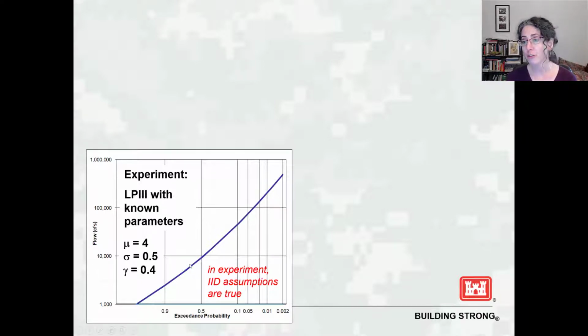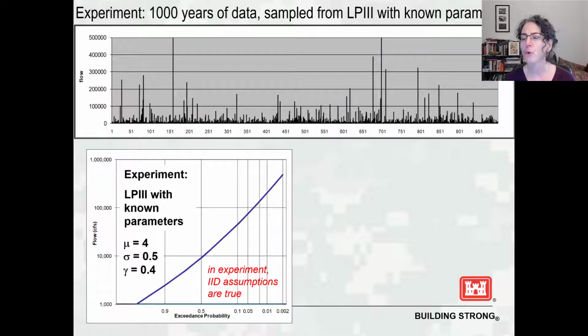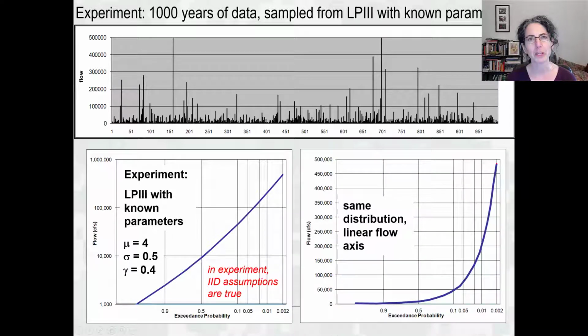So here's a known flow frequency curve. I'm specifying this flow frequency curve in blue. It's a log Pearson type 3 with these parameters. From this known probability distribution, I'm going to take 1,000 random values and produce 1,000 years of annual peak flow. So this is data drawn right from this probability distribution. Since I've plotted flow on a linear axis, I've redrawn the probability distribution on a linear axis instead of a log flow axis, so it makes more sense with the data that we've randomly sampled from it.